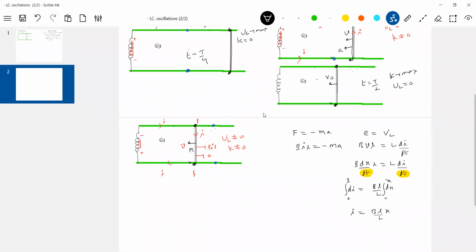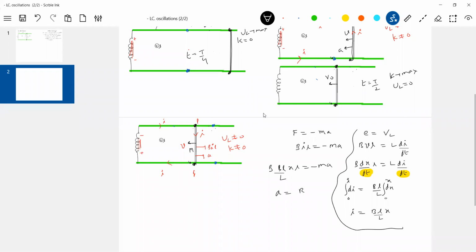This value of I, I'm going to substitute here. So there's a method of calculating I as a function of x. This I'll substitute here: B, small l, capital L, x, small l equal to minus ma.